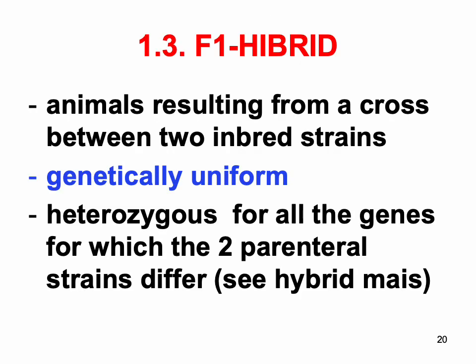The other line of uniformity is the population of F1 hybrids. Animals resulting from a cross between two inbred strains are genetically uniform. They are heterozygous for all the genes for which the two parental strains differ. See the hybrid mice.